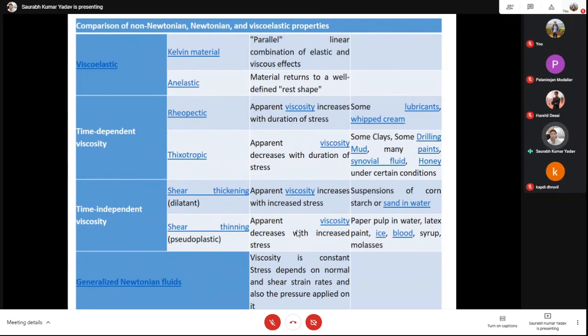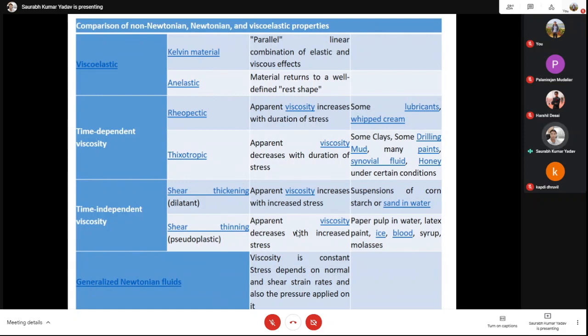Apparent viscosity increases with the duration of stasis. Some lubricants, whipped ice cream, are examples of thixotropic, where apparent viscosity increases with duration of stasis. Some clay, some drilling mud, many paints, synovial fluid, and honey are examples of thixotropic lubricant, thixotropic fluid.